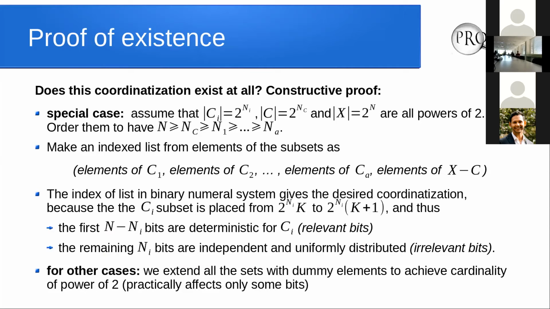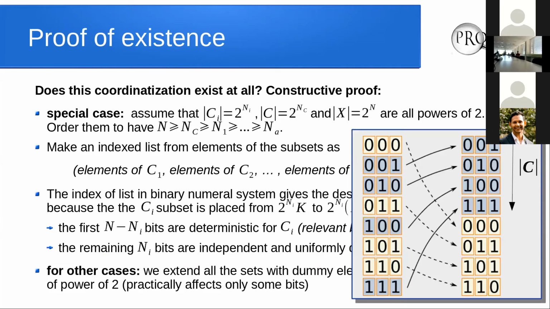This is the proof of existence. I don't want to go into details too much. The main point is that one can prove that this construction, I mean this coordinate system, always exists. So in this case, understanding always exists for all sets.